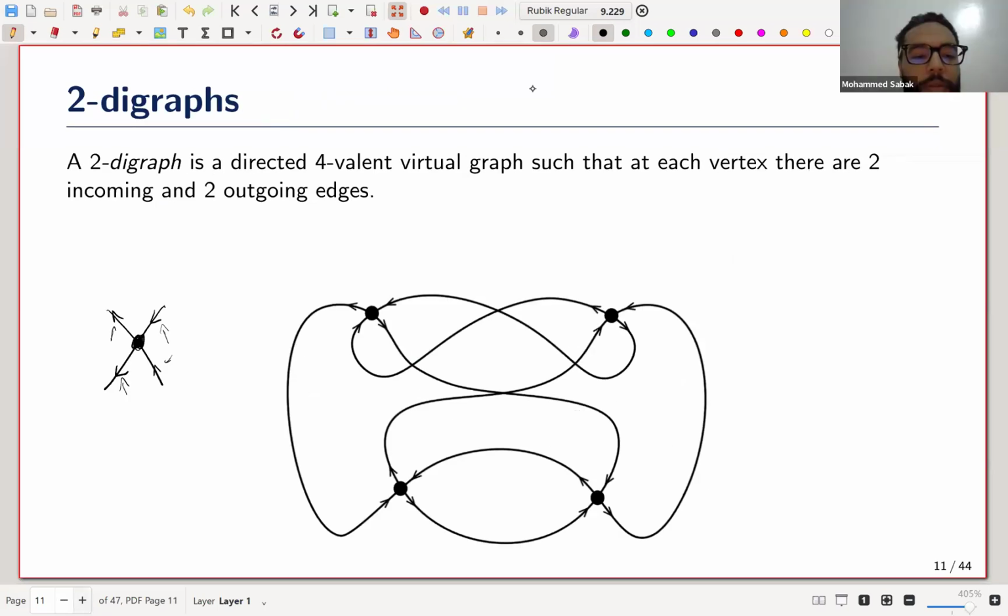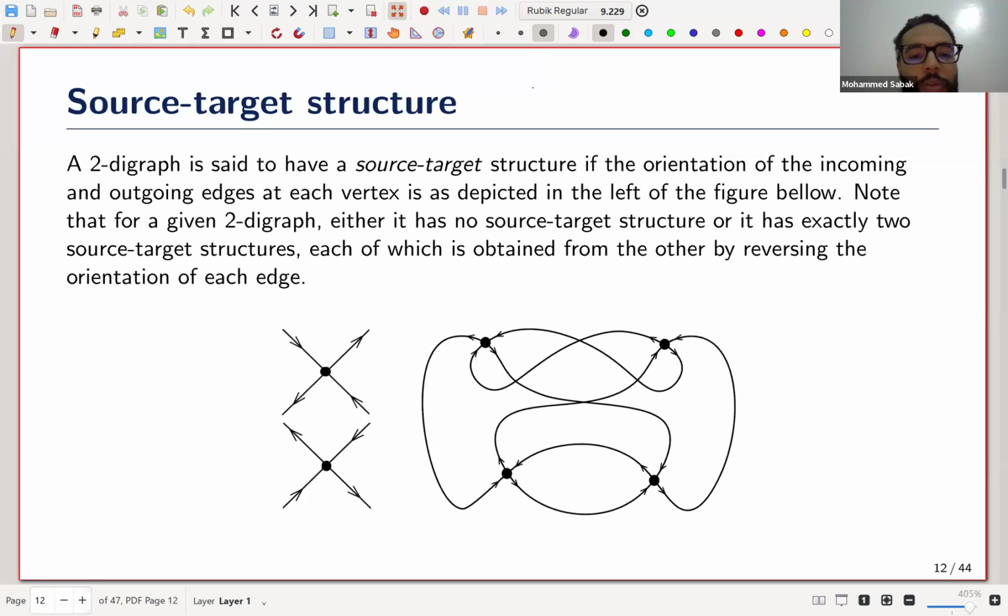Yes, for two digraphs, they are not necessarily adjacent. Yes, yes. So the source target structure is an orientation of the edges of the graph such that we have these two types of orientations at each vertex. So here we have an example.